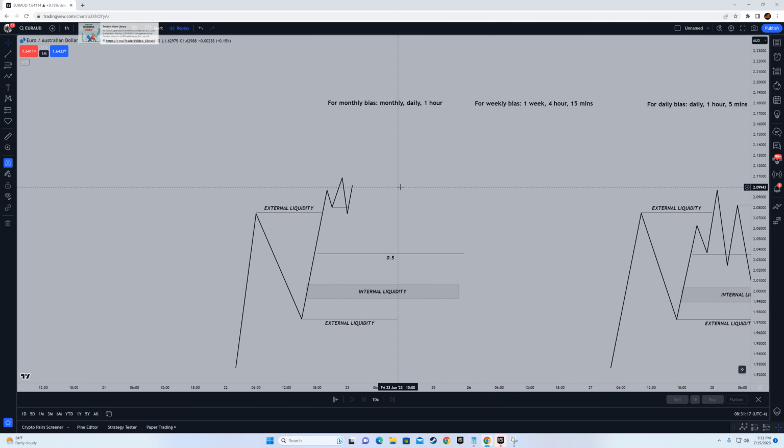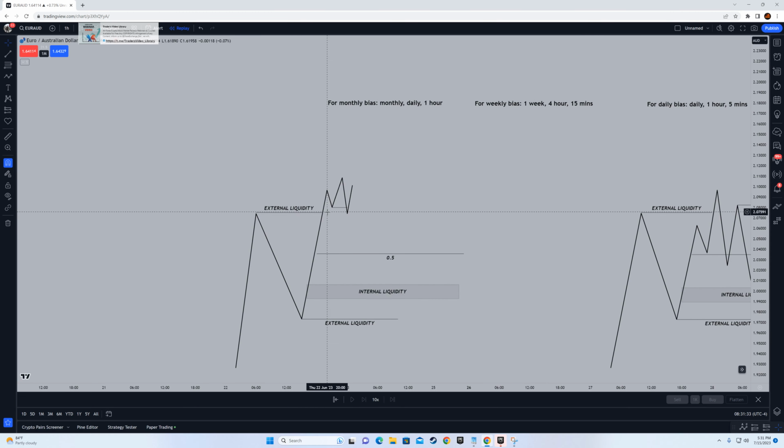And similarly for weekly bias, we use these time frames. For the higher time frame is going to be 1 week. So our high time frame is weekly. Our intermediate time frame is like 4 hour, and our lowest time frame is going to be 15 minutes.